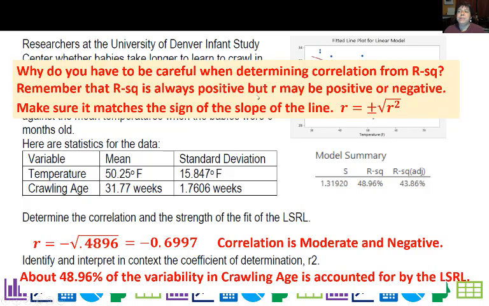So why do you have to be careful when determining correlation from r squared? Remember that r squared is always positive, but r can be positive or negative. So if you're going backwards, you're always starting with a positive. You need to make sure it matches the sign of the slope of the line. So it might be helpful to write down r equals plus or minus the square root of r squared, and then that'll remind you to go check the sign of the slope and use whatever that is.